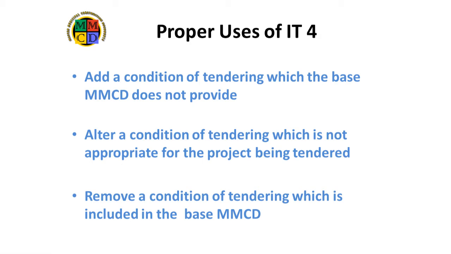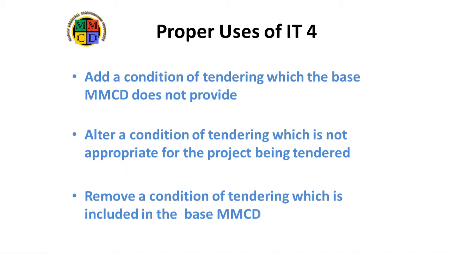First, to add conditions to Contract A, which the MMCD did not provide. Or second, to alter a condition of Contract A, which the owner wishes to modify. Or third, to remove a condition of Contract A from IT Part 2, which the owner wishes to delete. Let's look at an example of each.